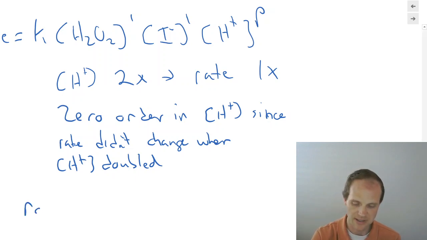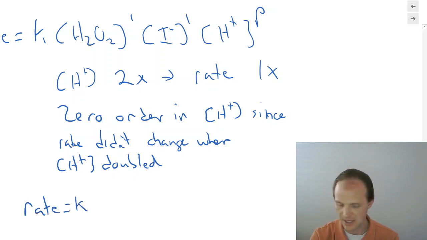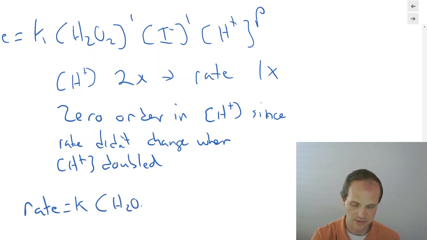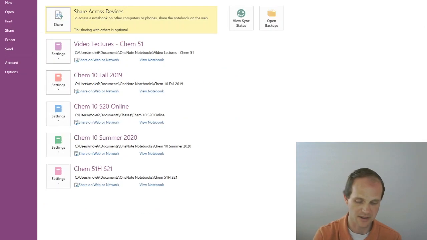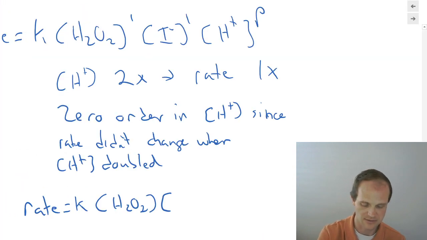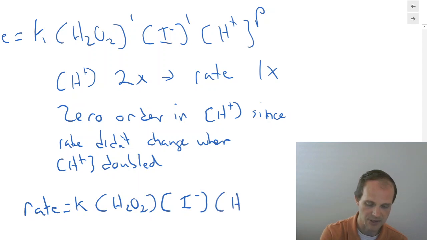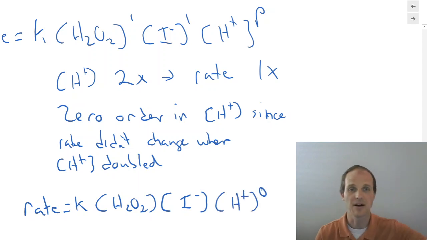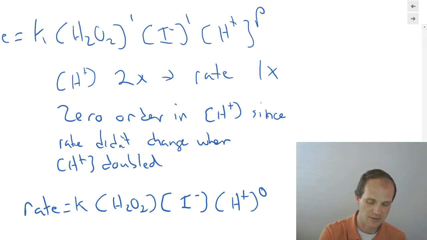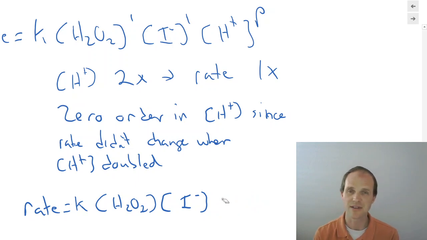So we now know that rate is equal to K times H2O2 to the first. We don't have to put a 1 there, because to the first is just basic like that. I minus and H plus to the 0. Now, a lot of people, since H plus is 0, will just leave that off, and they will just write that. Either way is fine by me. When you write H plus to the 0, it really tells me that you didn't leave that one out. But this is also correct, and most people will write it this way. They'll just leave out the H plus since it's 0.